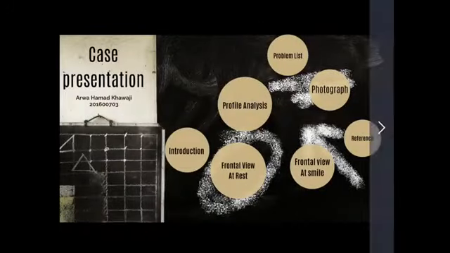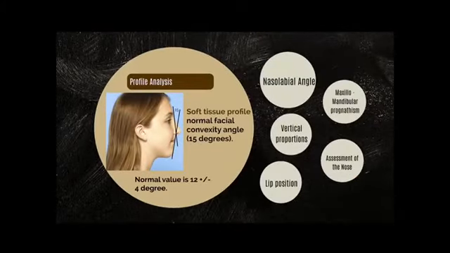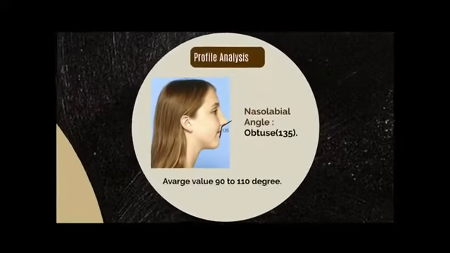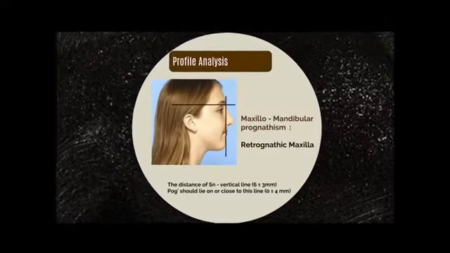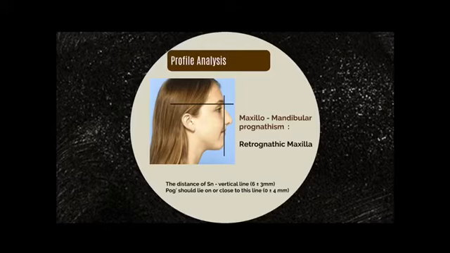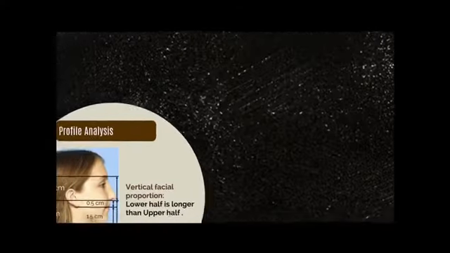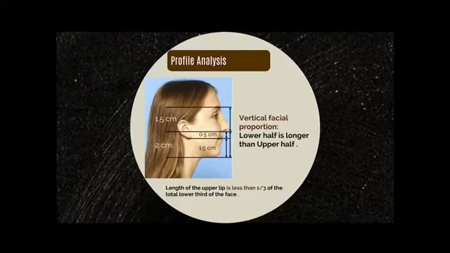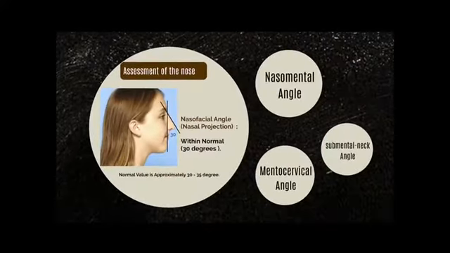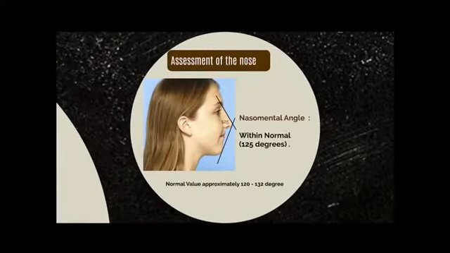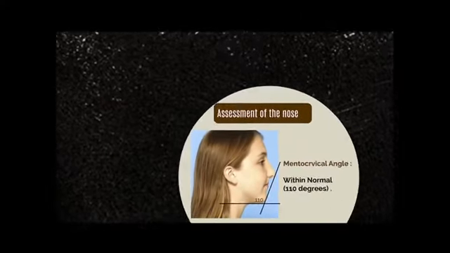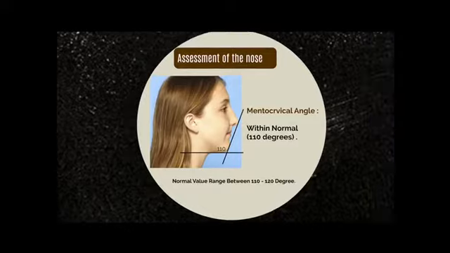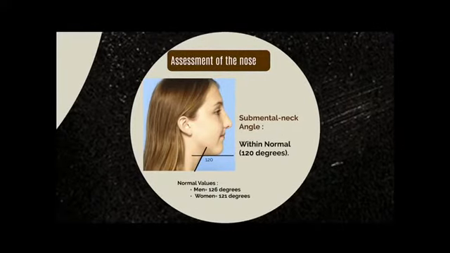Then the profile analysis. In the profile analysis, she has a normal facial convexity, an obtuse nasolabial angle, maxillomandibular prognathism, and a retrognathic maxilla. In the vertical proportions, she has increased lower facial height. Then the assessment of the nose. First is the nasofacial angle, which is 30 degrees. Then the nasomental angle, which is 125. Mentocervical angle 110, and the submental neck angle 120.